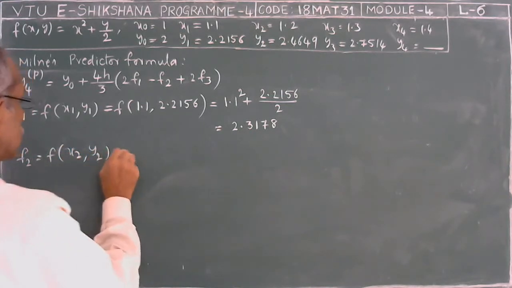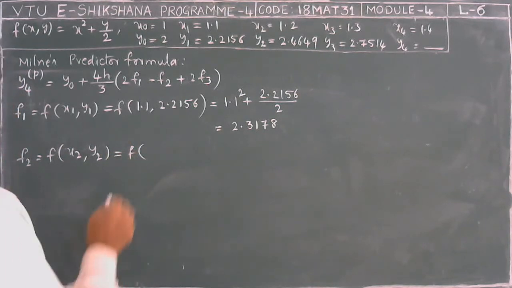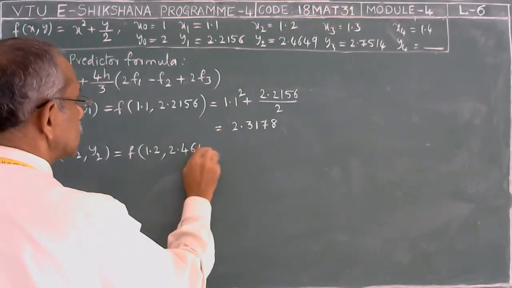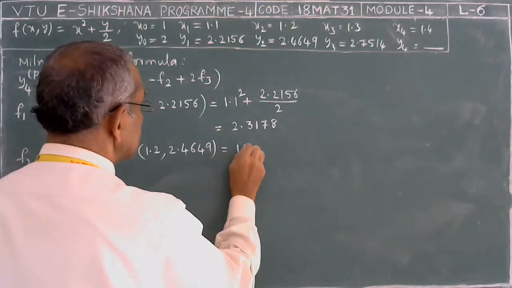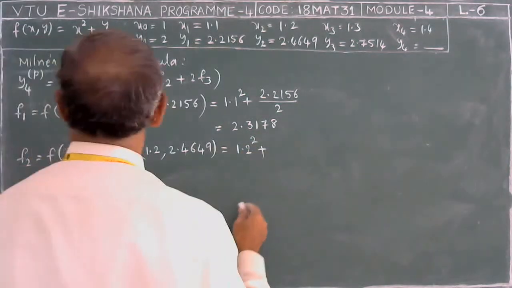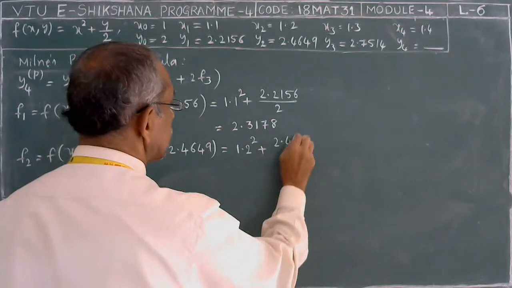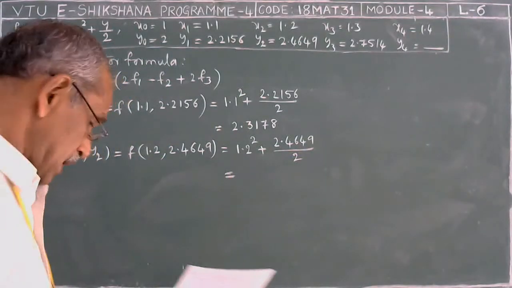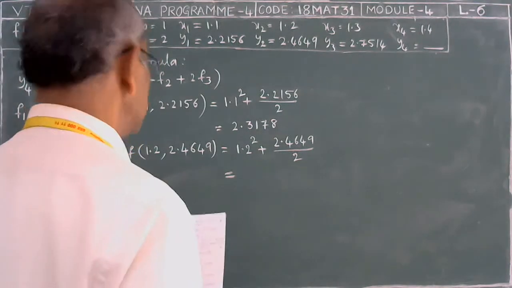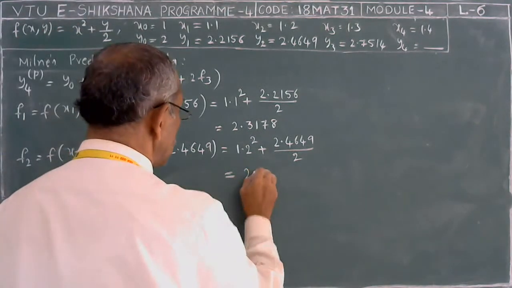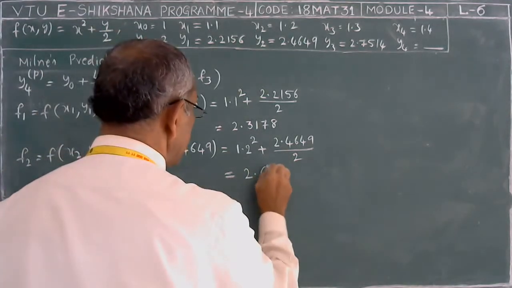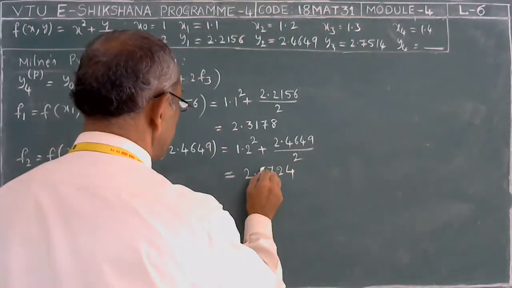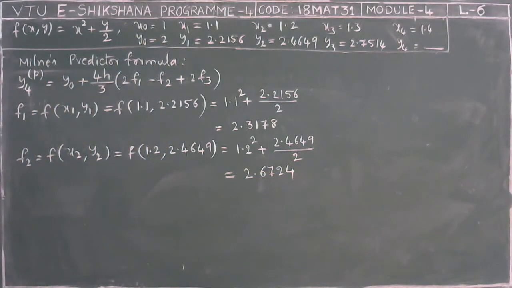Now similarly, f2 is f of x2 comma y2. X2 is 1.2, y2 is 2.4649. So by definition, this is 1.2 square plus y by 2, 2.4649 divided by 2. If you compute carefully using your calculator, f2 turns out to be 2.6724.